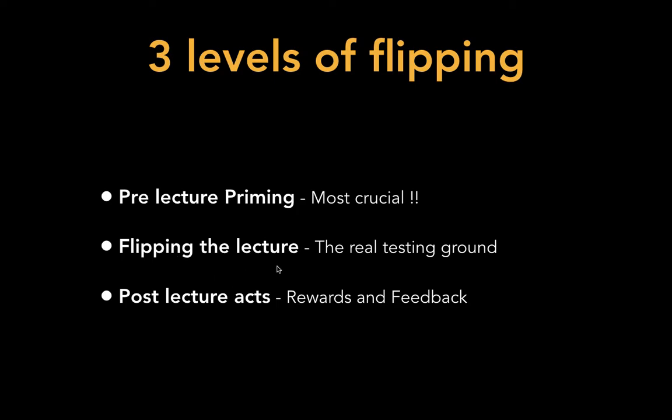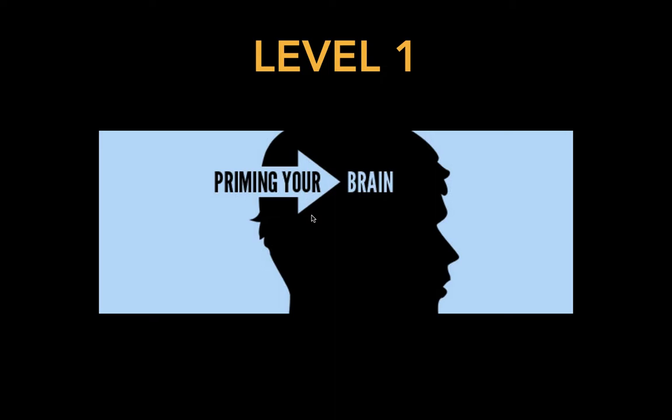Flipping the lecture in the classroom is the real testing ground, where we have to test the students whether they can apply and analyze whatever they have learned before the class. And after the lecture is done, we have to evaluate them, make them understand the importance of it, and reward them based on their participation and get good feedback from them. So we will take each one of these steps one by one. Okay. So first is level one, that is priming your brain.